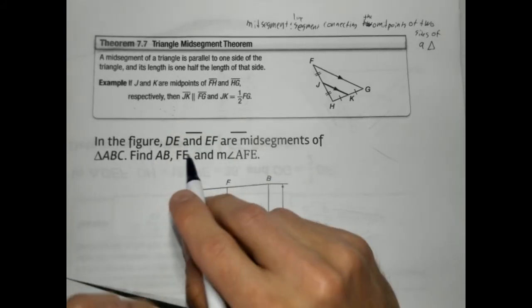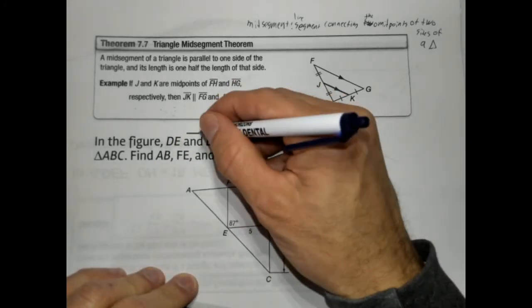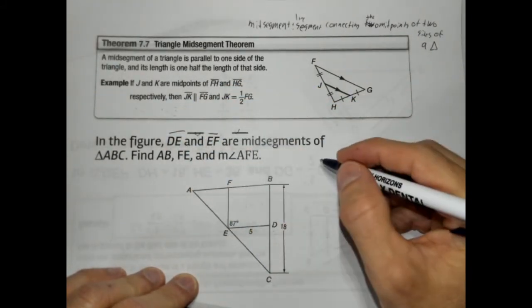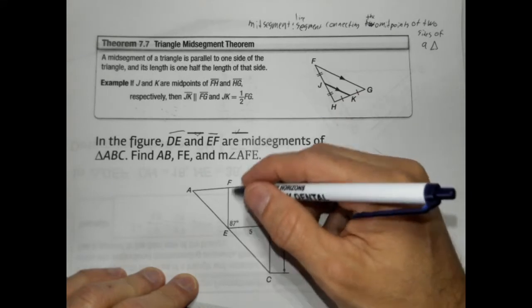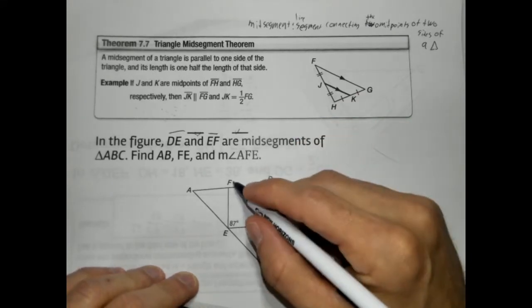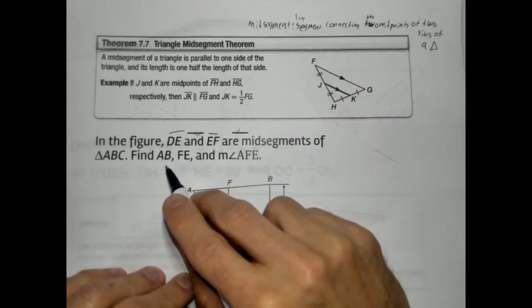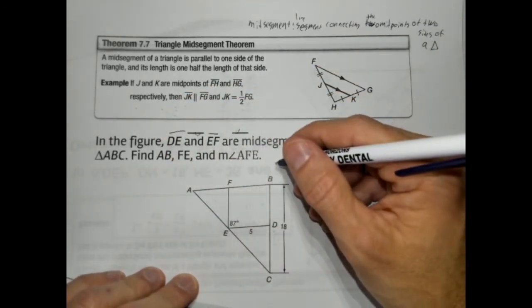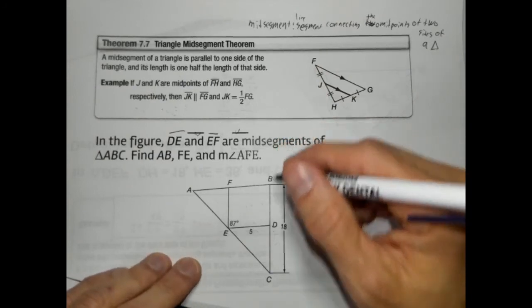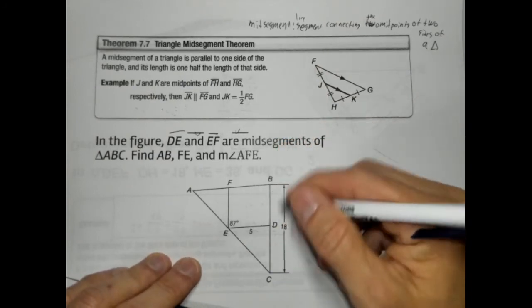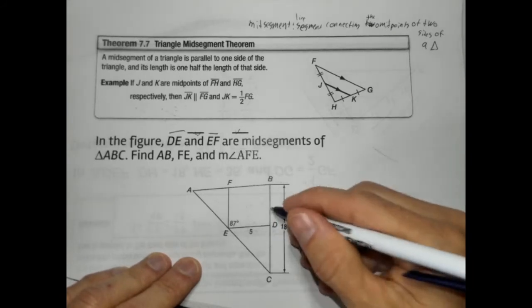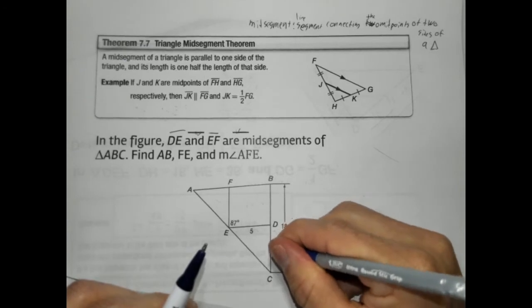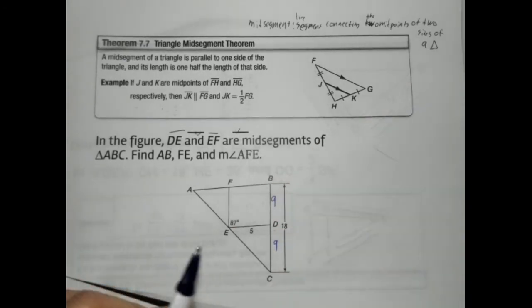In the figure, DE and EF, these line segments are typoed. DE and EF are midsegments of ABC. Interesting, we have two midsegments. Find AB, FE, and the measure of angle AFE. Well, let's see here. This is 18. We're told this is the midsegment, so that means these two are congruent, so they're going to cut 18 in half. So this is going to be 9, and this is going to be 9.